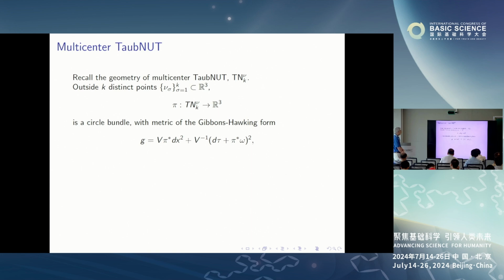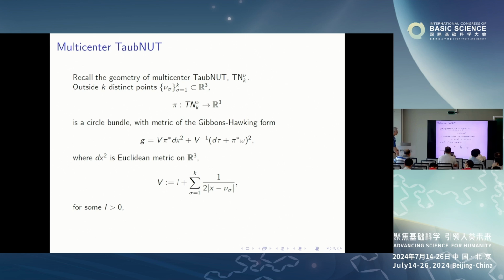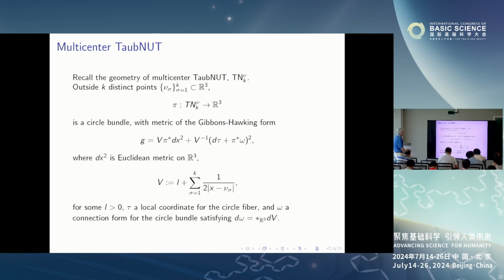So the metric g is V times just the pullback of the usual Euclidean metric on R3, plus V inverse times d tau, where d tau is just a coordinate in the circle fiber, and some connection term pi star omega. And V is a harmonic function as usual in this case, and it's of the form a positive number L plus a sum of k harmonic source terms. And the connection term omega satisfies d omega is the three-dimensional Hodge star of dV.